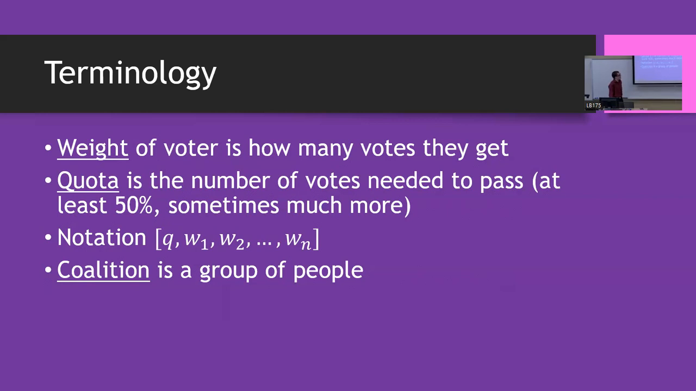The quota is going to be the number of votes we need to pass the decision or to say yes to the decision. Now, the quota is always going to be at least 50%, but sometimes it's higher than that. And sometimes it's a lot higher than that. There are certain decisions where you only want something to happen if there's a super majority on board.